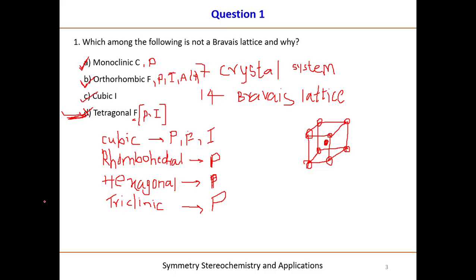So in case of the rhombohedral, we have a primitive unit cell, and hexagonal and triclinic also have a primitive Bravais lattice only. So according to the options and the question, they have asked which is not a Bravais lattice. All the monoclinic, orthorhombic, and cubic I have a Bravais lattice, but tetragonal F is not a Bravais lattice. So the correct answer is tetragonal F.